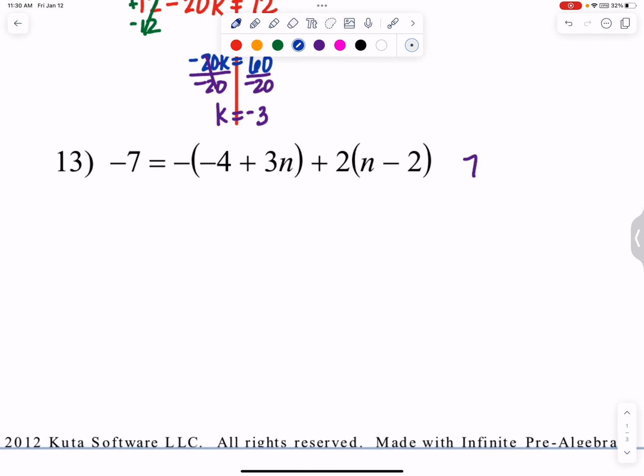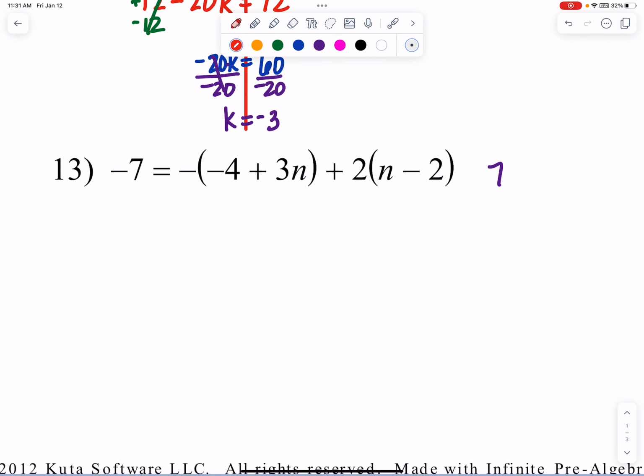All right, last two. We have a double distributing here, and this is a negative that we're distributing. I'm going to look at it as a -1 to just help my brain out here. And then I have a +2 we're distributing. Okay, let's go ahead and separate our workspace, and here we go.